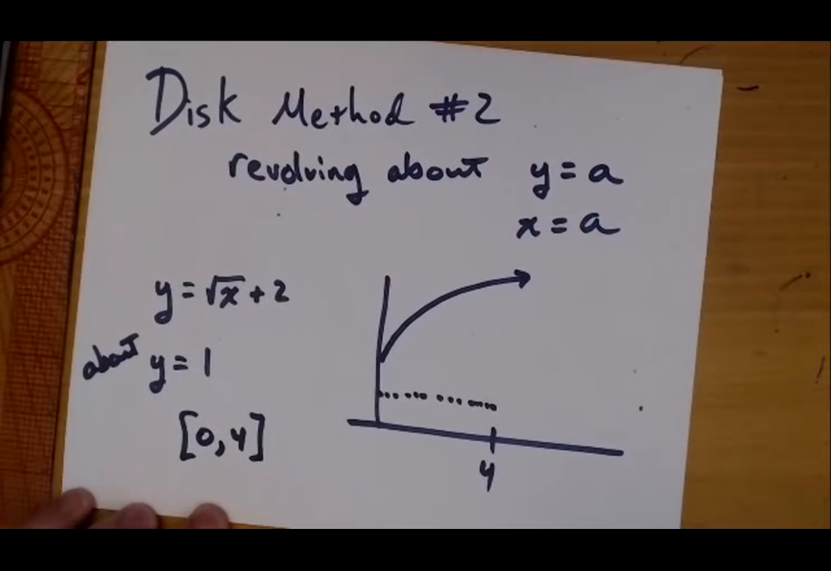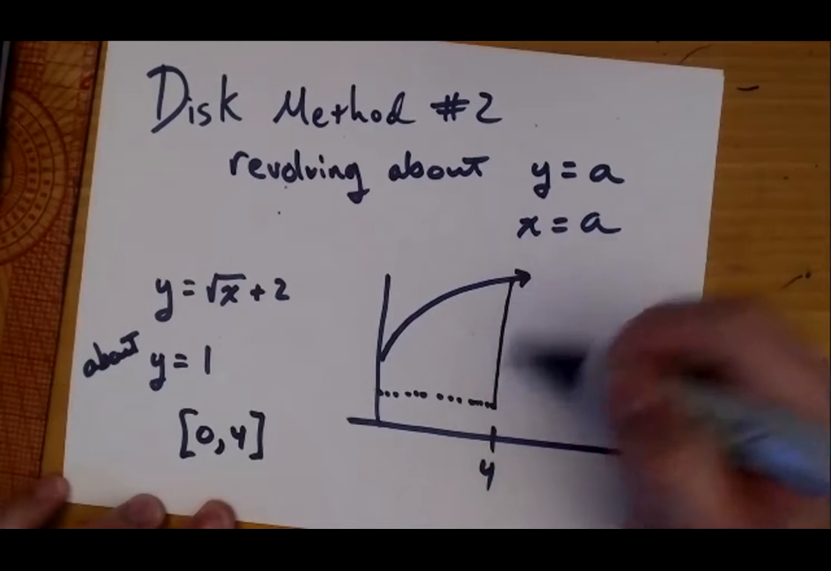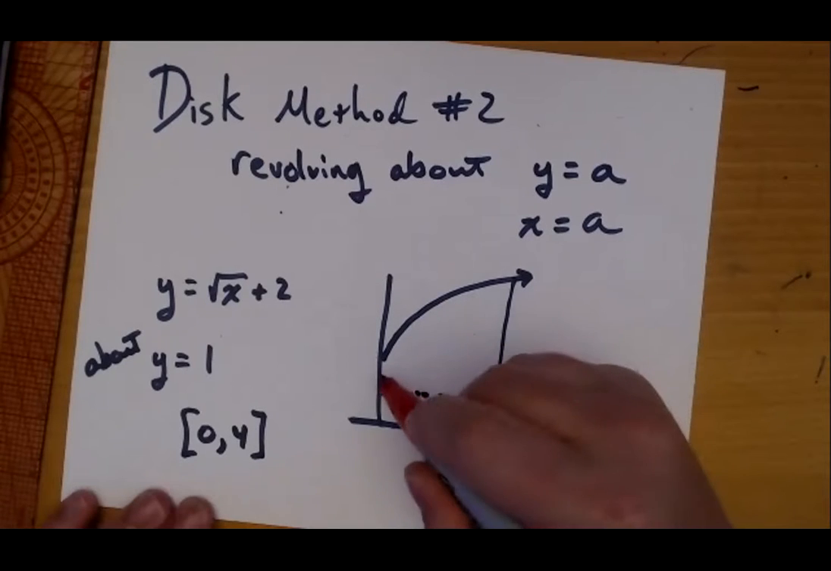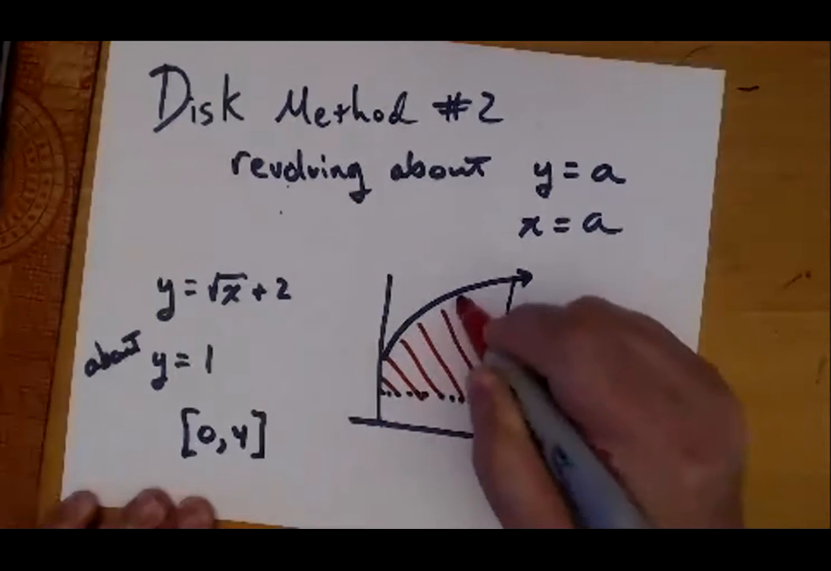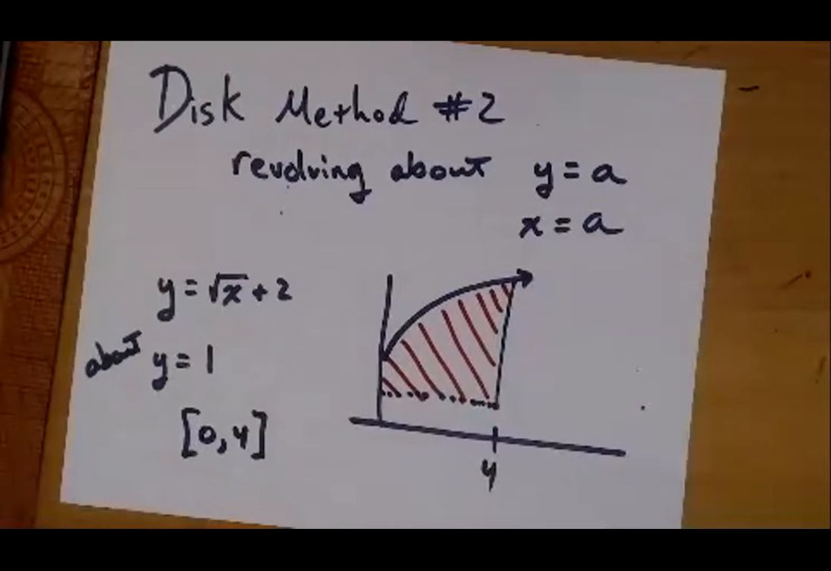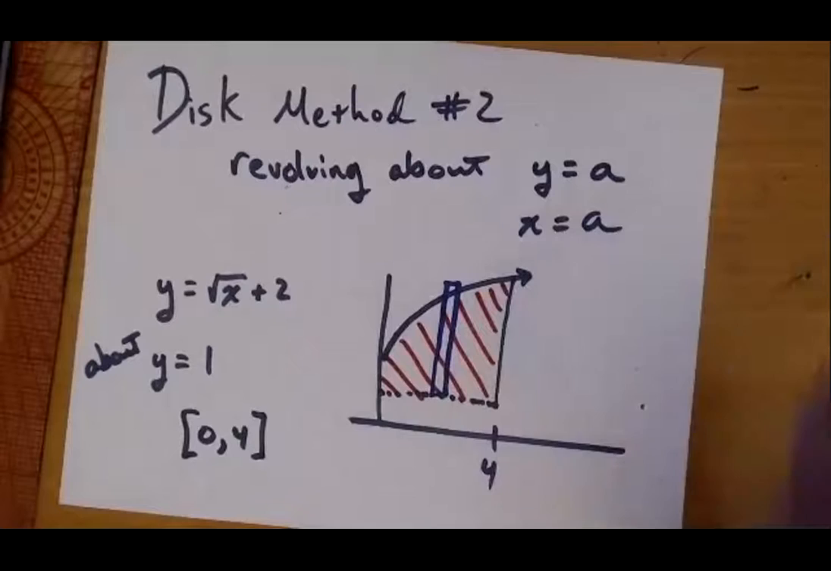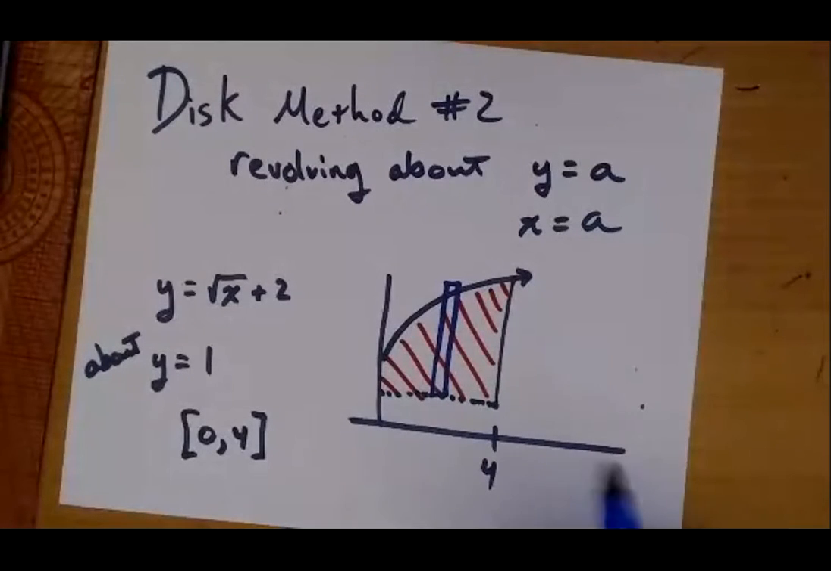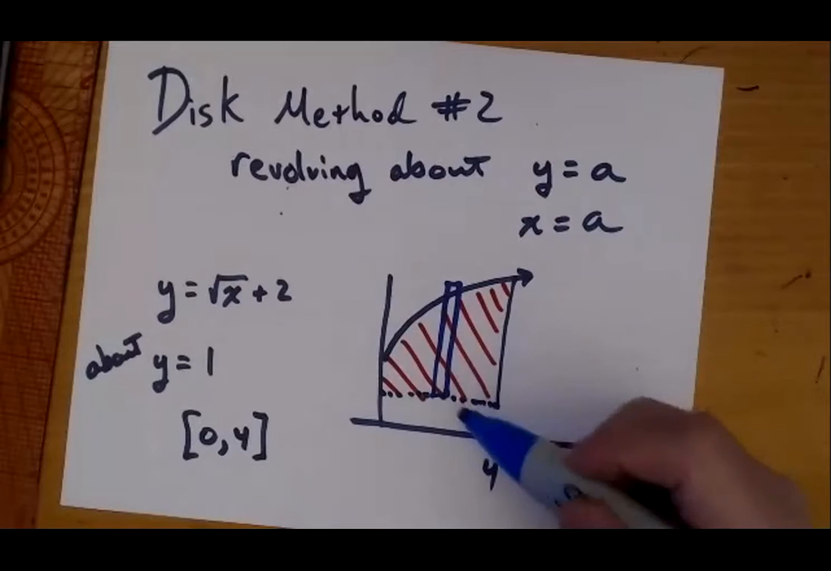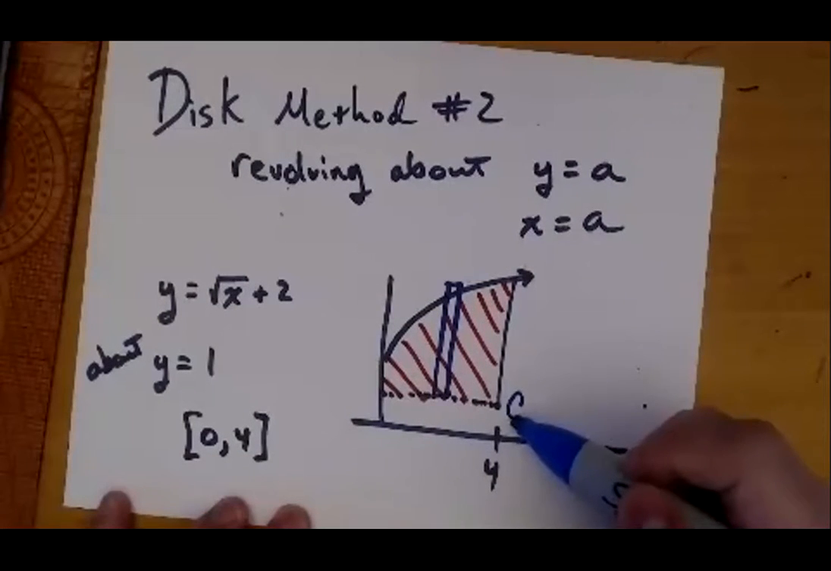Okay. And what we're basically getting here is this block. Now, going back to the Riemann sum viewpoint of this, we are talking about that block, that little rectangle, being spun around this axis.